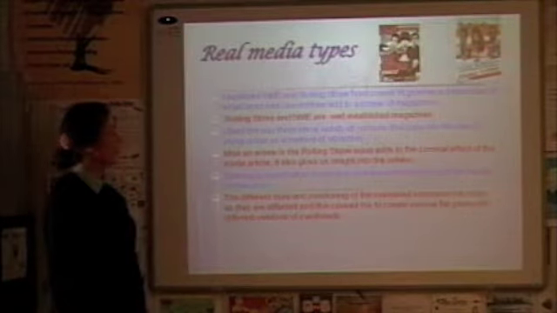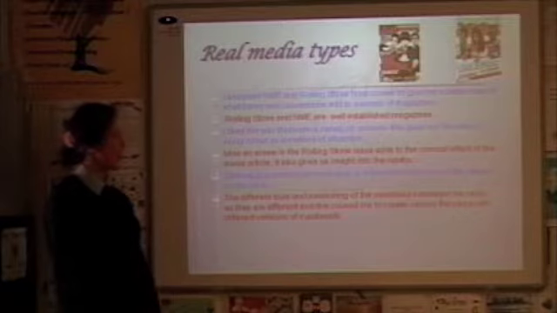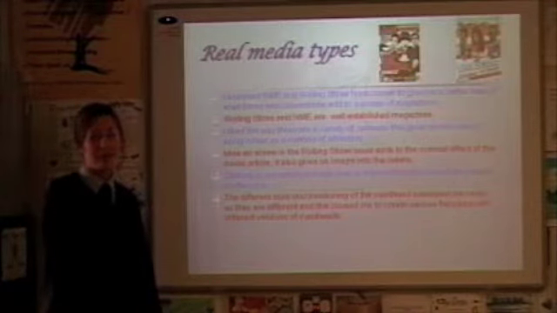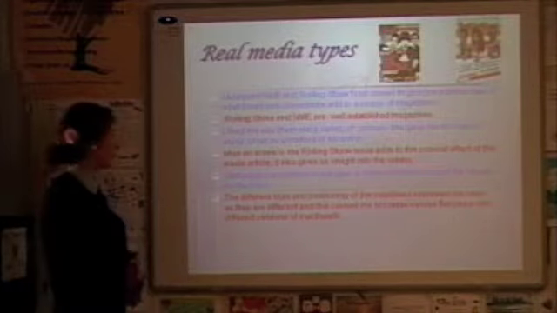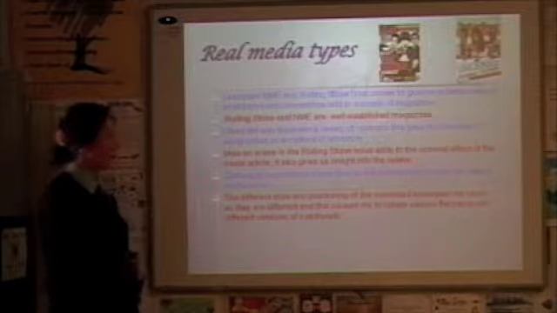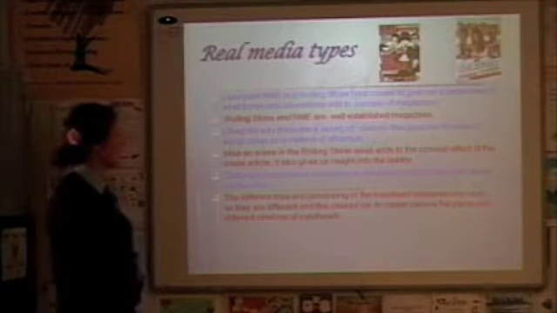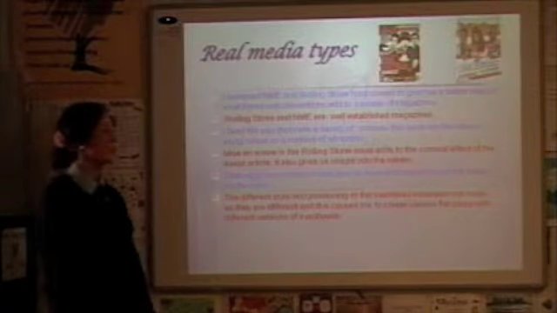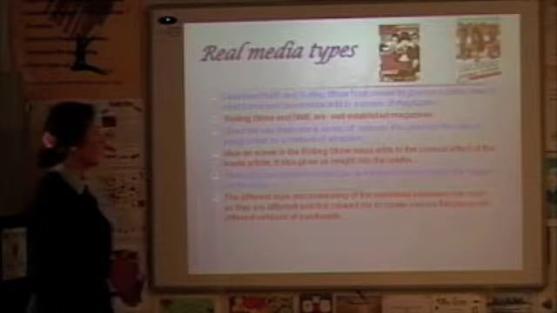Rolling Stone and NME are well-established magazines. I like the way in which they both use a variety of colours, which inspired me to include a variety of colours in my final product. Mise en scène in the Rolling Stone issue adds to the comical effect of the inside article. It also gives us insight to the celebrities on the cover. The clothing is important as it can give us more information about the people on the cover.